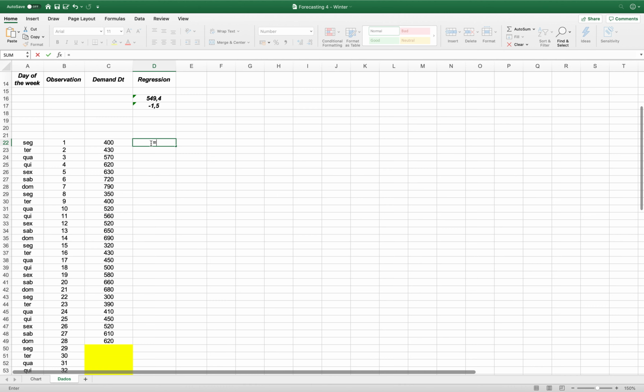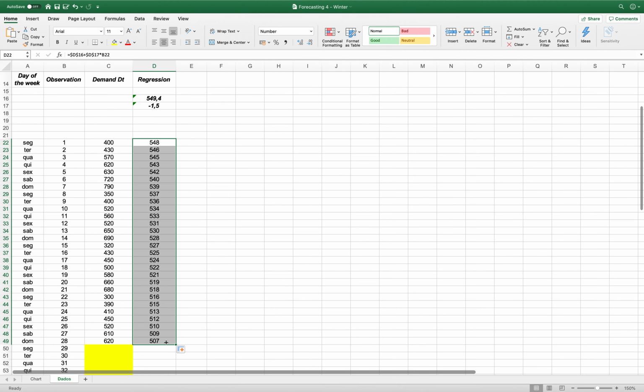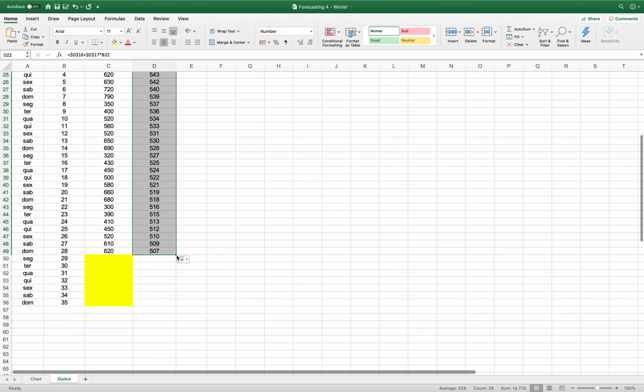So the formula will be the intercept fixed. Sorry, let's fix both. Plus the slope multiplied by the x. And here we have, so the regression is 448 and the demand is 400, so we simply copy that until the end. Actually, we can copy that beyond, and that will be already a sort of a forecast of a regression.